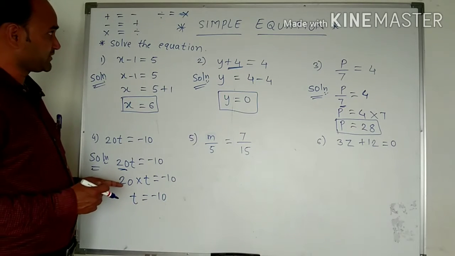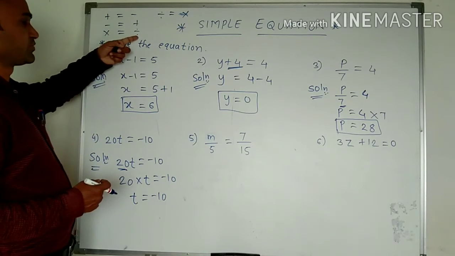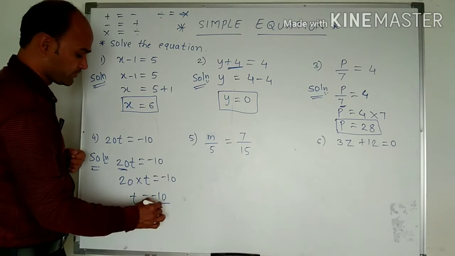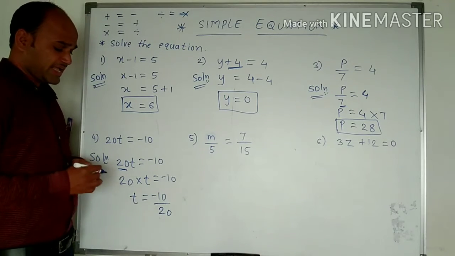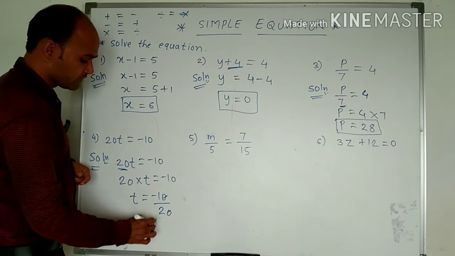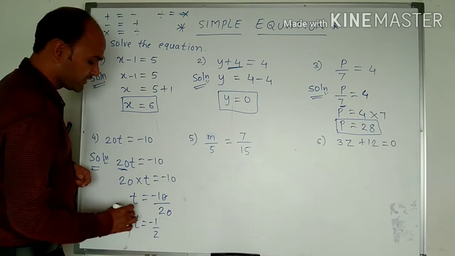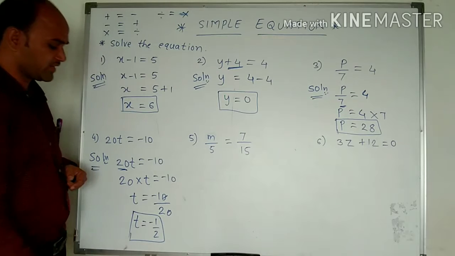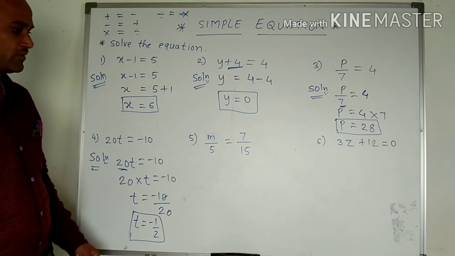It is in multiplication, so where does it go? If it is multiplication, it goes to division. So we have to put that here. As we know the 0 and 0 are cancelled, so t becomes minus 1 divided by 2. T is equal to minus 1 divided by 2, we got.